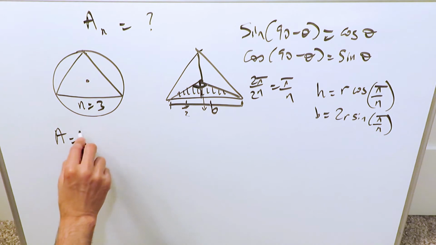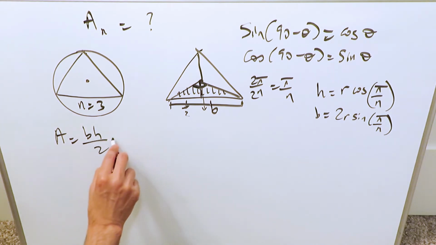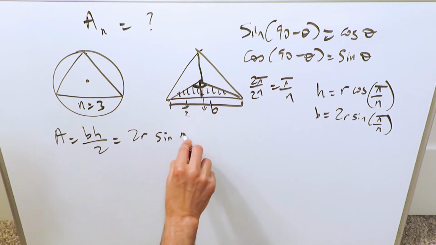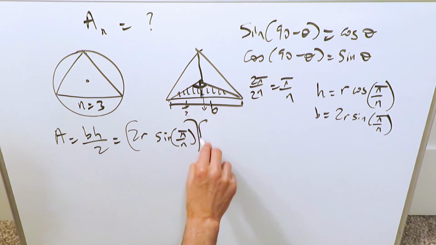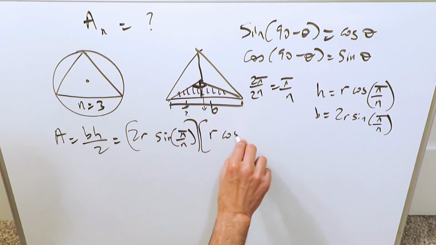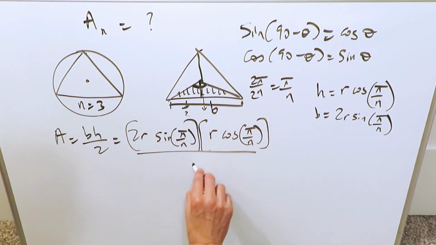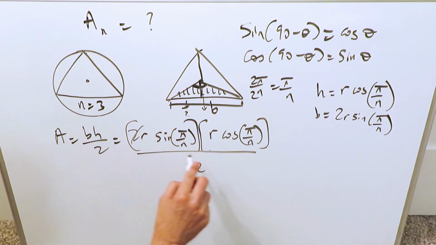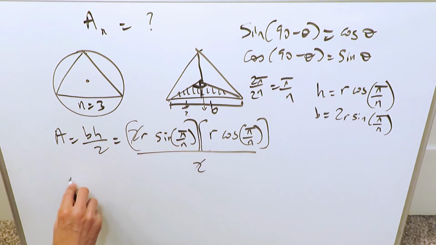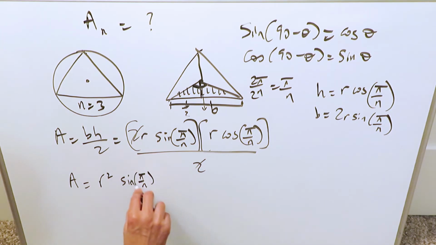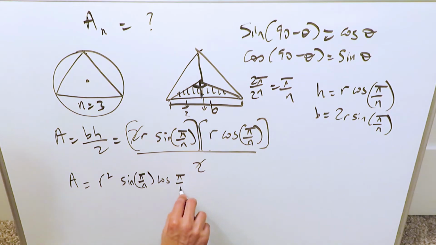The area of that triangle is equal to base times height over 2, and I have base, which is 2r sine pi over n, times my height, which is r cosine pi over n, divided by 2, which is this. This cancels out with this. The r's combine. You have area is equal to r squared sine pi over n and cosine pi over n.